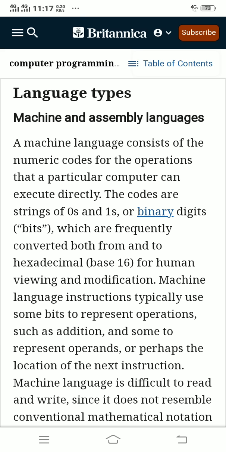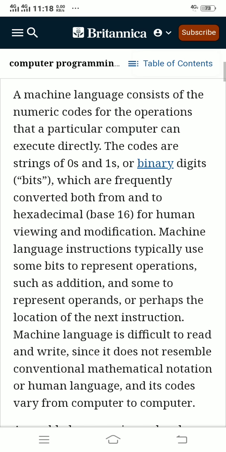These work in gate conditions: NOR gate, NAND gate, AND gate, and more. They are frequently converted both ways to hexadecimal, base 16, for human viewing and modification. Machine language instructions typically represent operations such as addition, and some represent operands, the paths, and the locations of the next instructions.